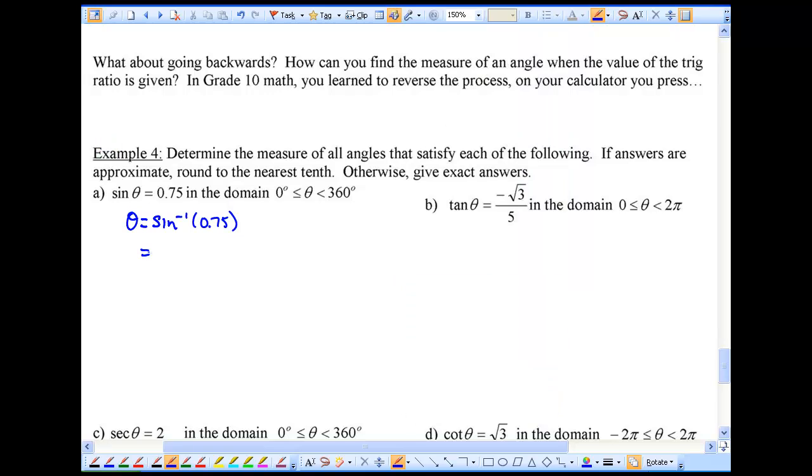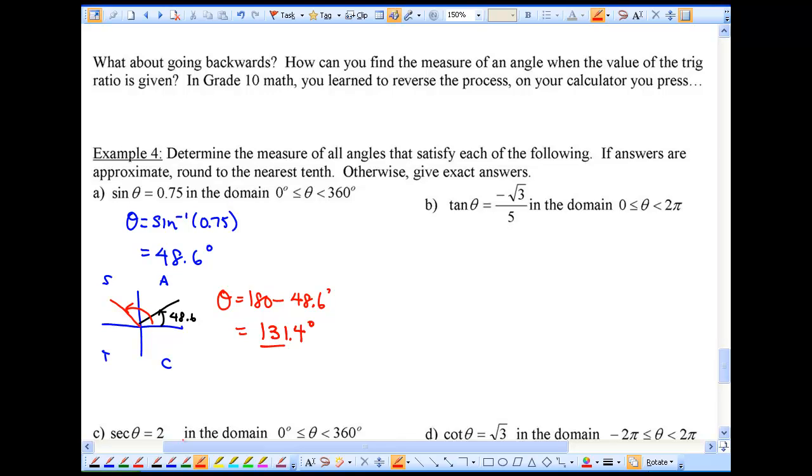Cool. Back in grade 10, we said that was it. But then in grade 11, we're like, wait a minute. Remember, sine has 2 angles? Yeah, ASTC, where's sine positive? In quadrant 1, which is our angle 48.6, and also in quadrant 2, which is over here. How do I find this angle in quadrant 2? Well, that would be 180 minus the reference angle that we've calculated of 48.6. And so what is that? I think that's 131.4. 2 answers. Remember that? Yeah. Okay.